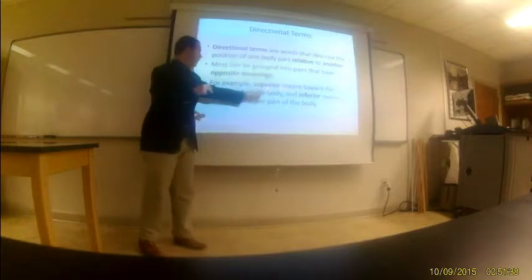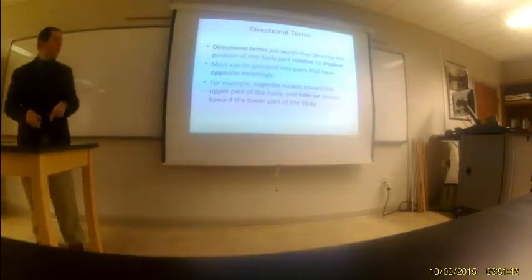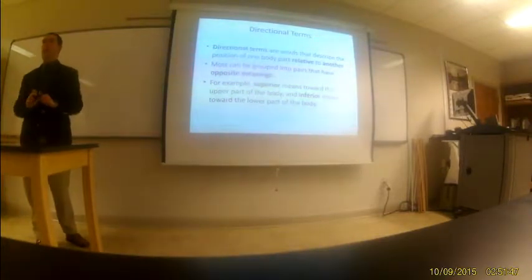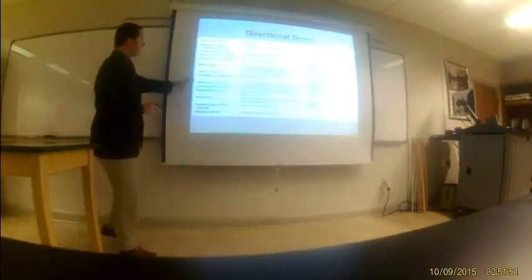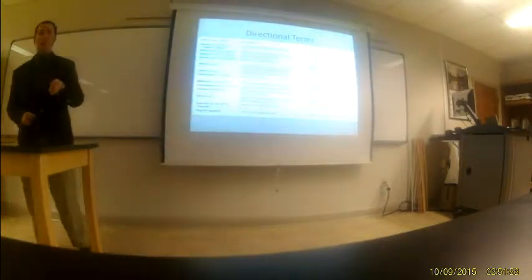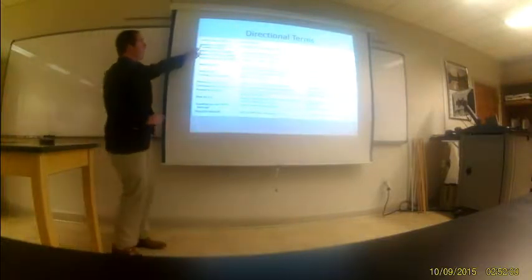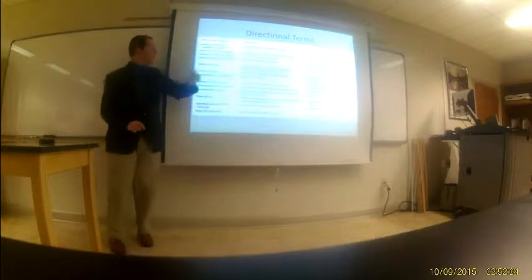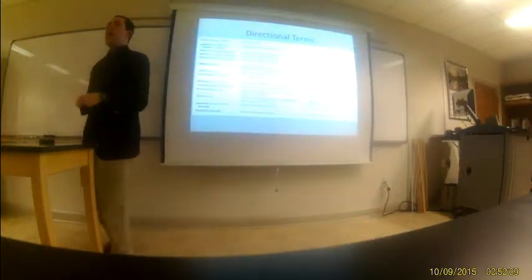Superior, we'll learn, is towards the upper part of the body, and inferior is towards the bottom. So that's a pair that go together and they're opposite of each other. So let's go through these. You do need to know all of these terms and we will use them as we go through the semester. So we just learned that superior is towards the head. And inferior is away from the head or down.